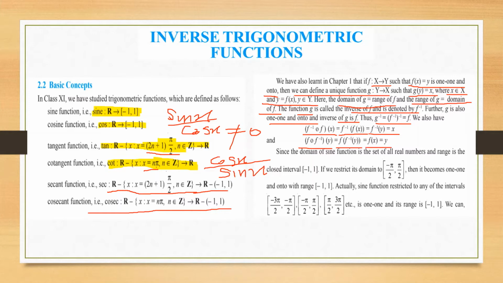Since the domain of sine is the set of all real numbers and its range is the closed interval -1, 1, what we need to do is restrict our domain to minus pi by 2 to pi by 2. Then only this function becomes one-one and onto with range closed interval -1, 1. So actually the sine function restricted to any of these intervals becomes one-one and its range goes to the closed interval -1 to 1. You know, the sine function has maximum value 1 and minimum value -1.